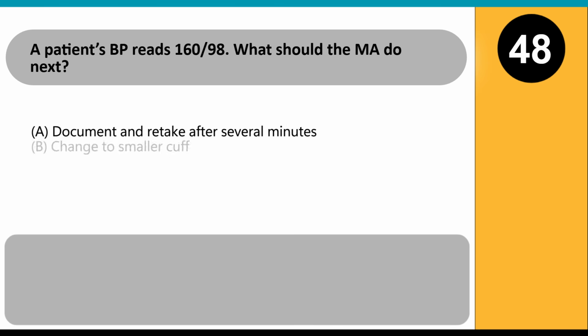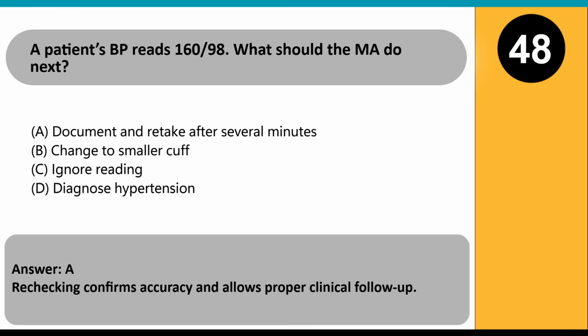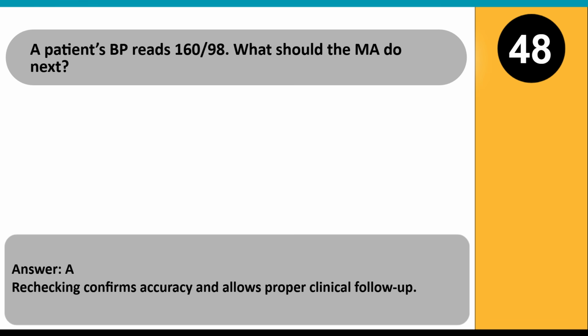A patient's BP reads 160/98. What should the MA do next? A. Document and retake after several minutes. B. Change to smaller cuff. C. Ignore reading. D. Diagnose hypertension. Answer: A. Rechecking confirms accuracy and allows proper clinical follow-up.